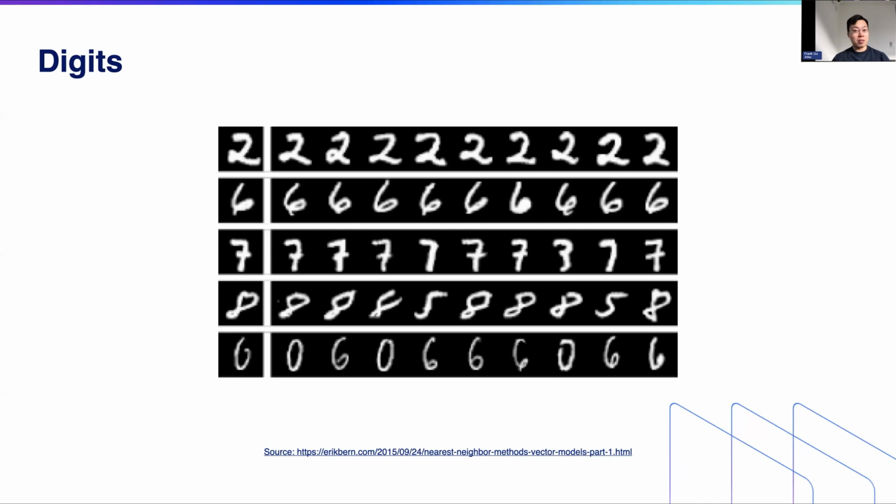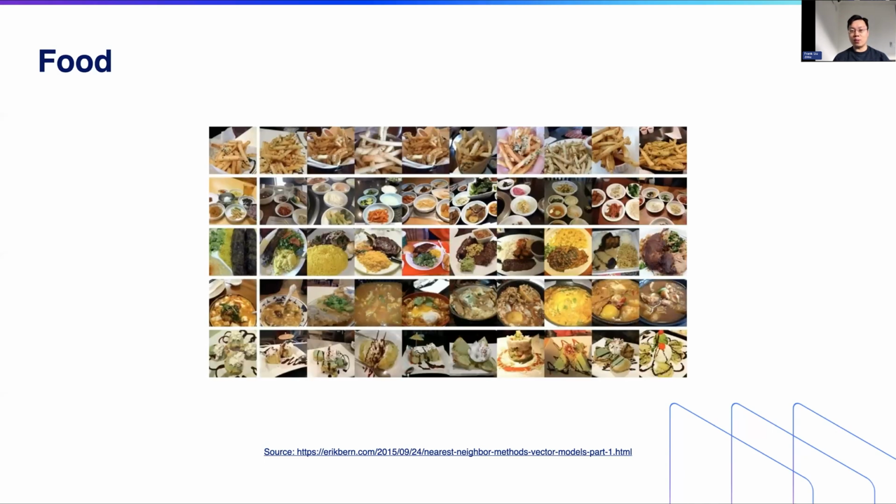Here's the same thing for food, right? I hope nobody's hungry right now, but I think it's good to visualize exactly how this nearest neighbor search works, exactly how these embeddings work that are generated from these machine learning models. Again, here you see the same thing, where you have query images on the left and images that are a part of the data set on the right. Images that you see on the right are really the nearest neighbors in this vector space to the query image.